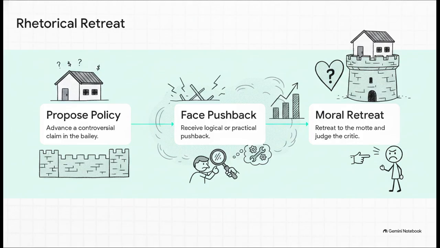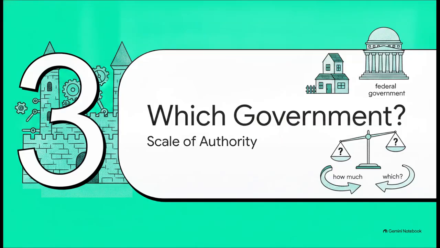Notice what just happened there. The practical proposal just vanished. It was entirely replaced by a moral judgment about you, the critic. The debate completely shifted from a specific institutional mechanism to whether or not you're a decent human being. Moving to Section 3, which government should have power?